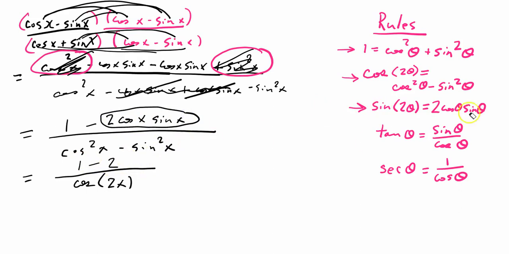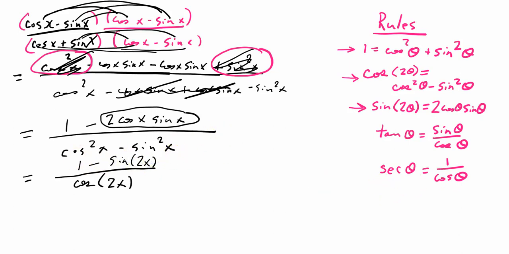Okay, just a second. Okay, let me fix that. So 1 minus sine of 2x. Okay, so this is where we are now.